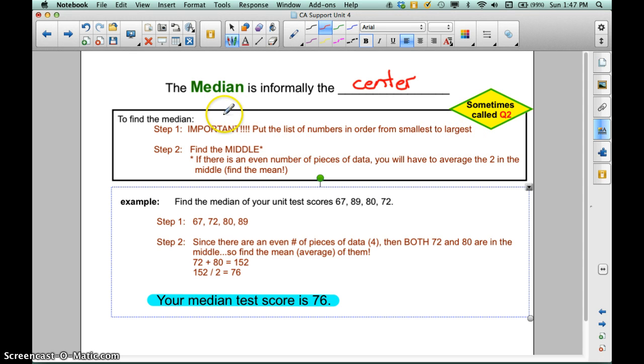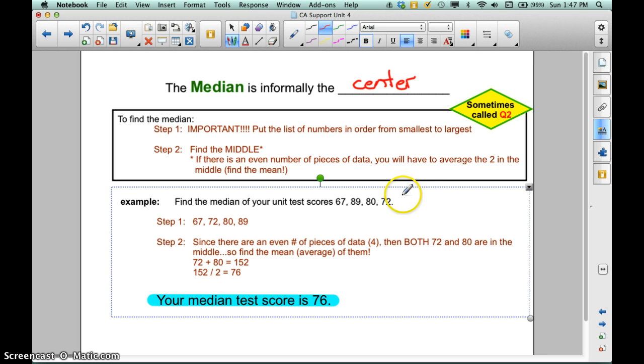To find the median, the first step is very important. You have to put the list of numbers in order from smallest to largest. If you don't do that, the center won't be accurate. The second step is simply to find the middle. Now, if there's an even number of pieces of data, you're going to have to average the 2 in the middle. You'll have to find the mean.